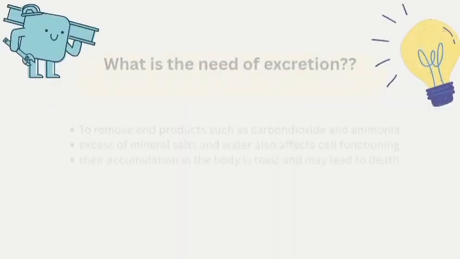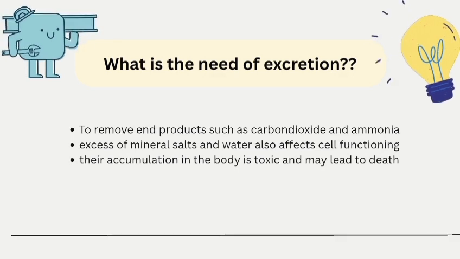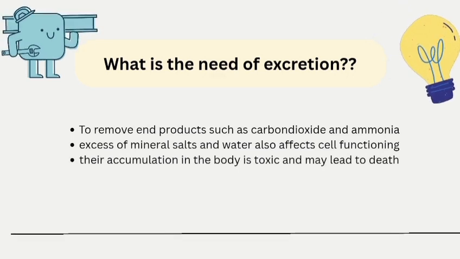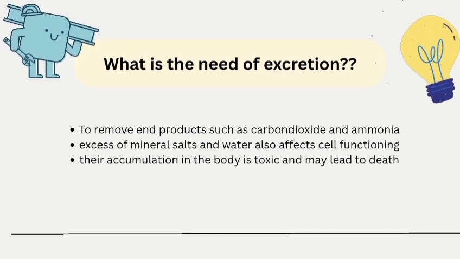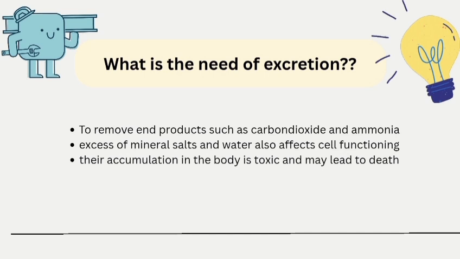For better understanding, we have to know what the need of excretion is. These are the 3 points. First, to remove end products such as carbon dioxide and ammonia. Second, excess of mineral salts and water also affects functioning. Third, their accumulation in the body is toxic and may lead to death.